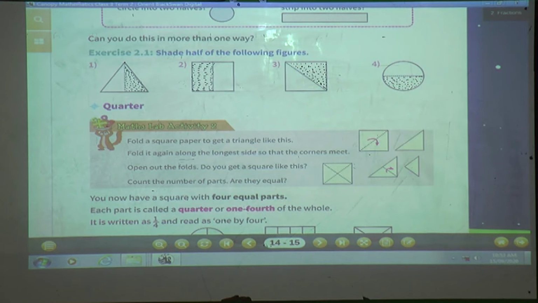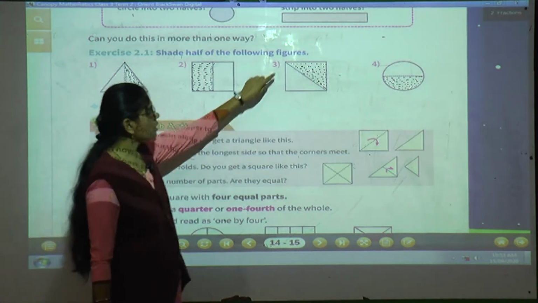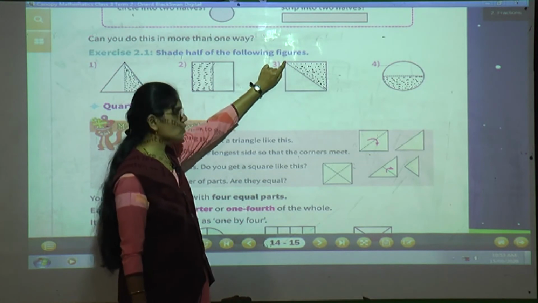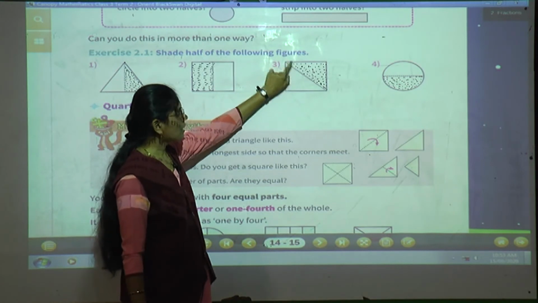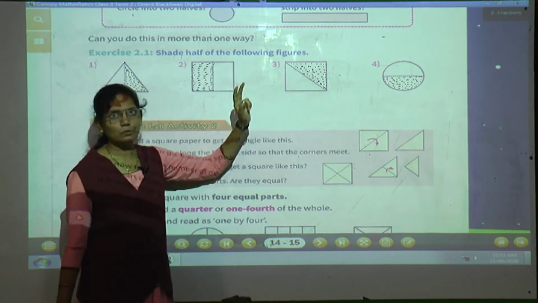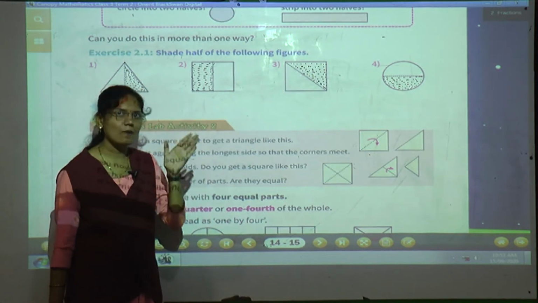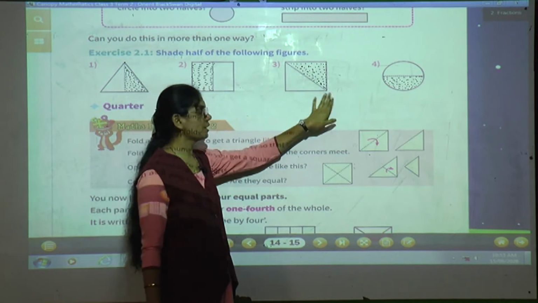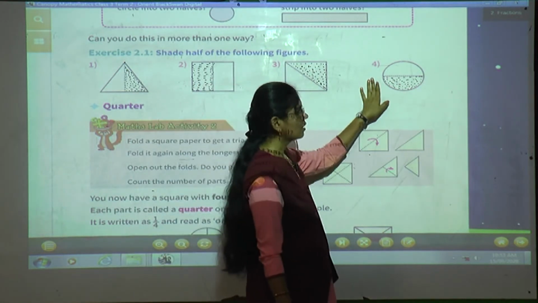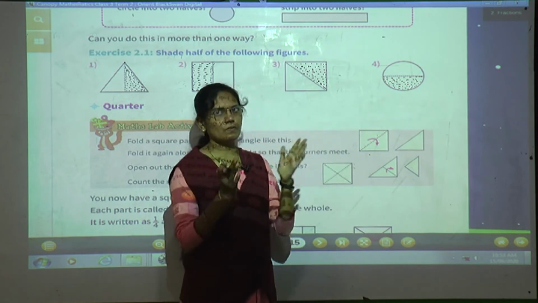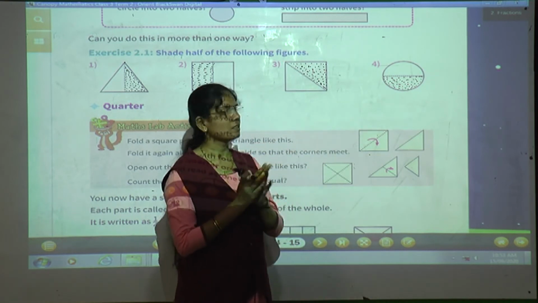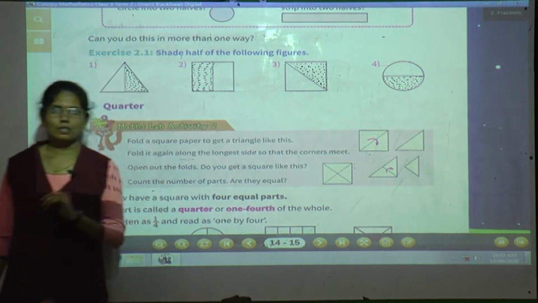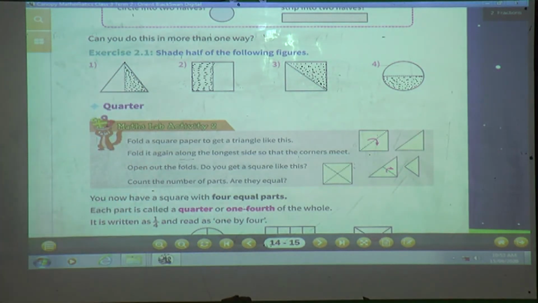In the third diagram also there is a square, and that square they have folded from one of the corners, I showed you just now. Then we'll get two equal triangles, and each triangle is called half of the square. So any one part you have to shade. Now in this circle, if we fold it into two equal parts, then each part is called half. So in this way you can see the definition of half.